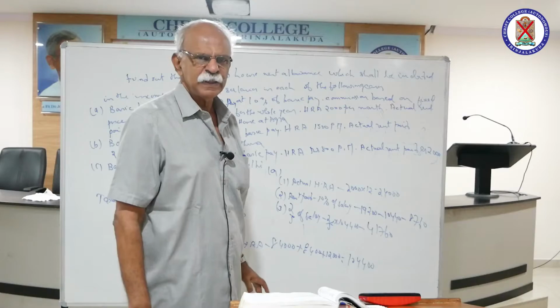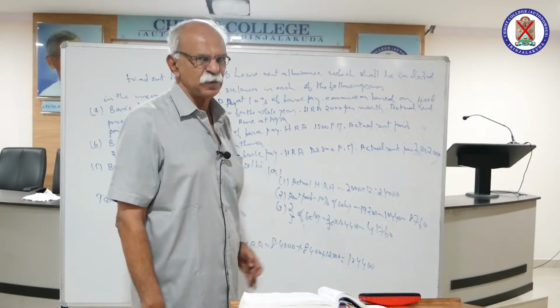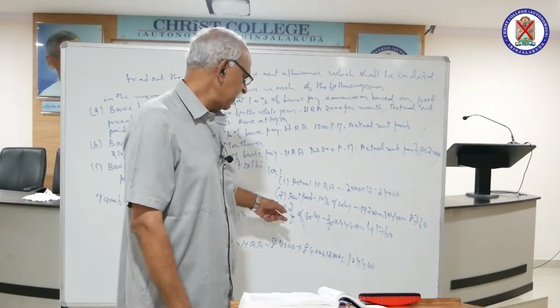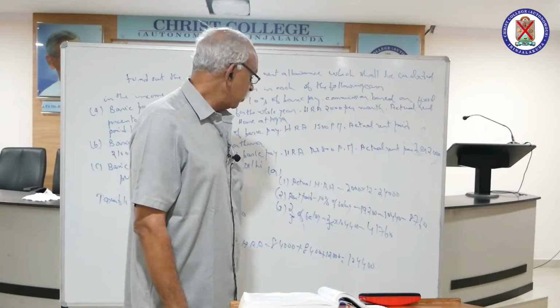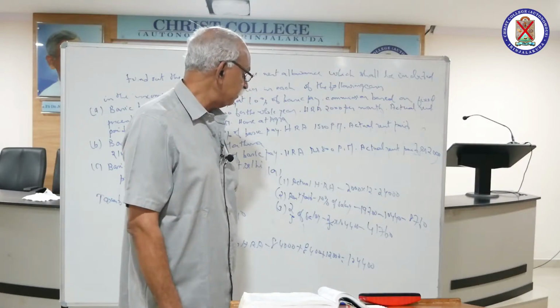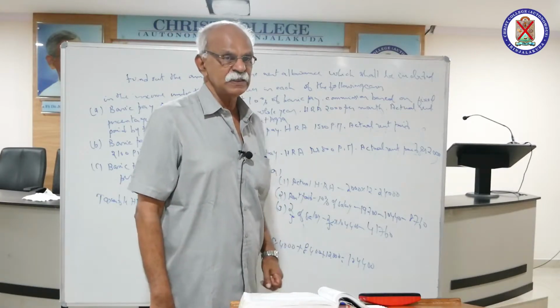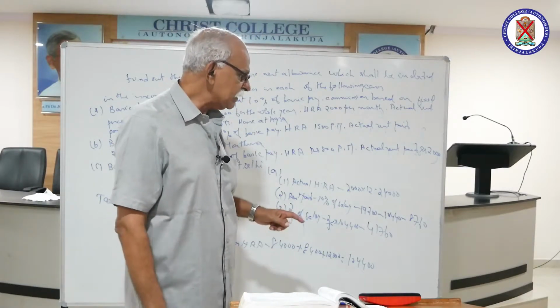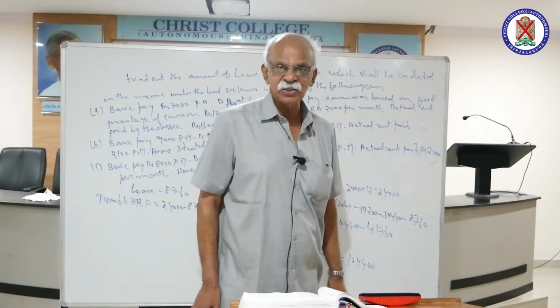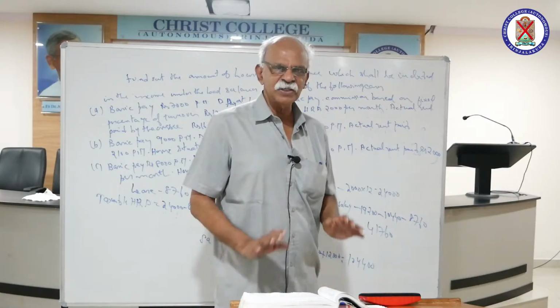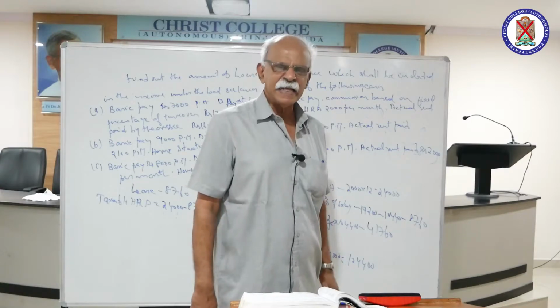How is the house situated? In Agra. If it is in the 4 big cities, it is 50%. Otherwise, it is 40%, that is 2/5 of salary. 2/5 of 1,04,400 comes to 41,760. Which one is the least? 8,760 is the least. That is the exempt HRA.